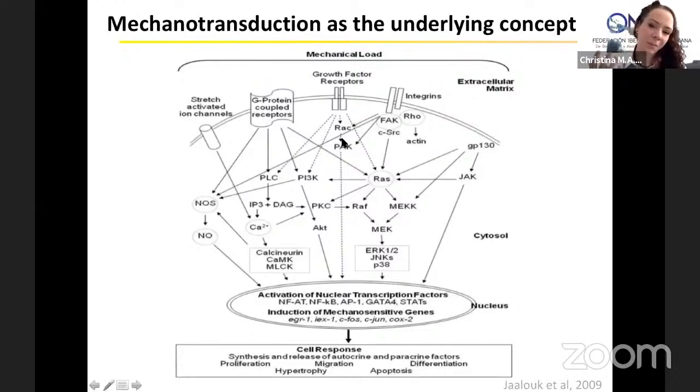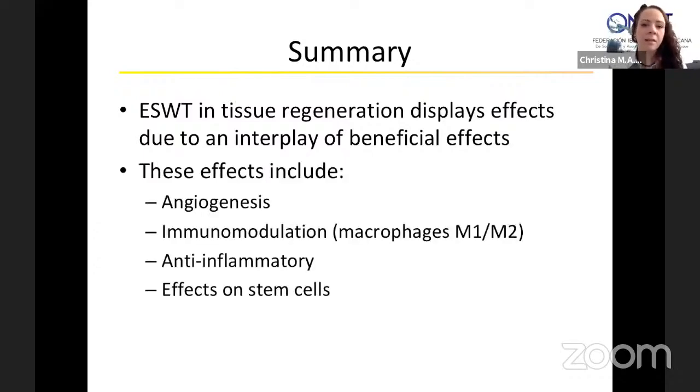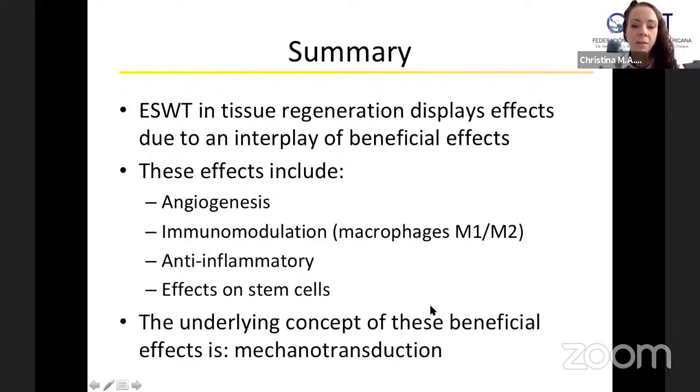And one thing you've heard today before is a G protein coupled receptor, increasing nitric oxide synthase, increasing nitric oxide, which again leads to activation of nuclear transcription factors and a cellular response. So summarizing, extracorporeal shockwave treatment in tissue regeneration displays effects due to an interplay of many beneficial effects. These effects include angiogenesis, immunomodulation, anti-inflammatory effects, and effects on stem cells. The underlying concept of these beneficial effects is mechanotransduction.